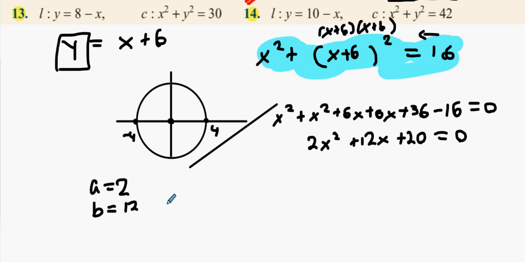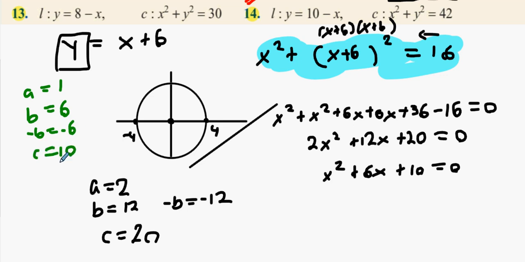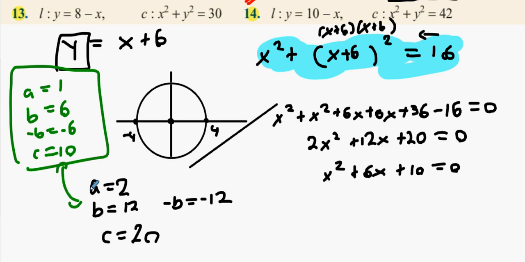Too smart. Who divided by 2 out of interest? Alright, same thing. I'll divide by 2 then. You can divide by 2 to get x squared plus 6x plus 10. And then my a, b, and c values will change. A will be 1, b will be 6, minus b will be minus 6, and c will be 10. You can choose which way you want to do it. You can do it the green way or the black way, whichever way you want.